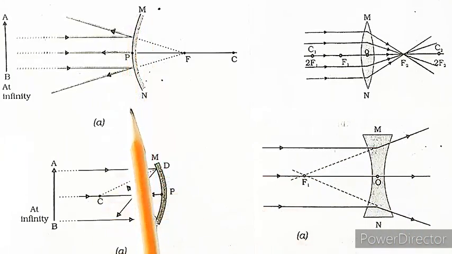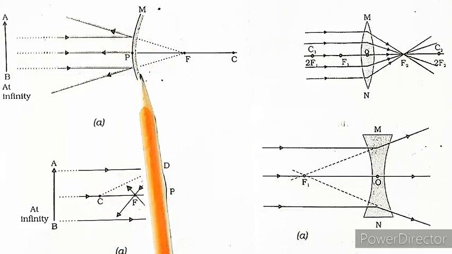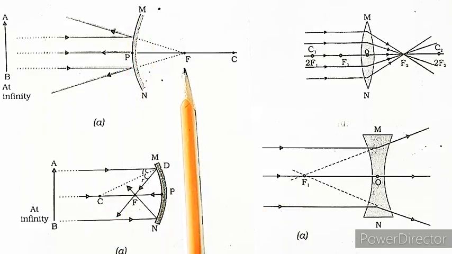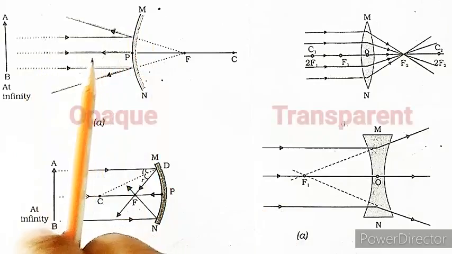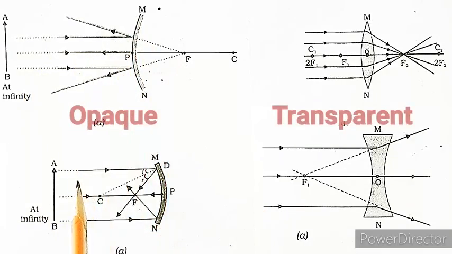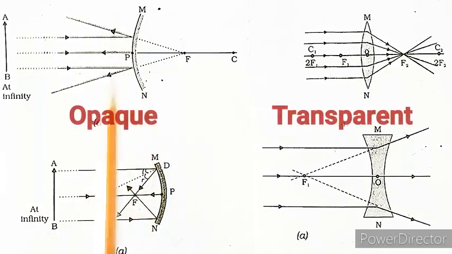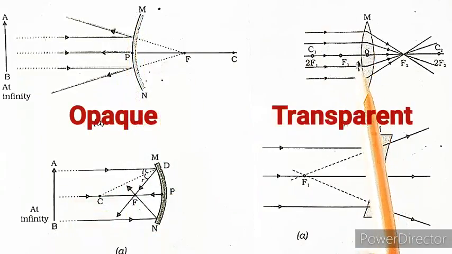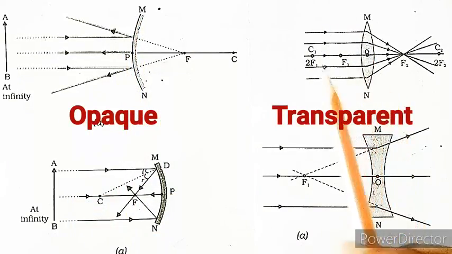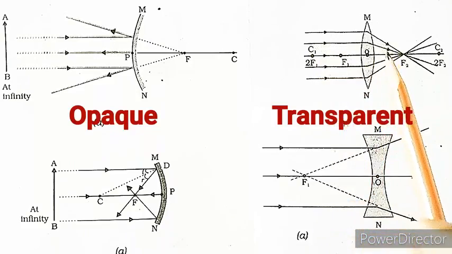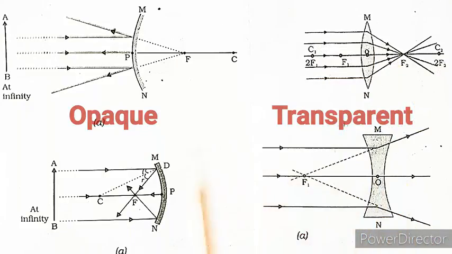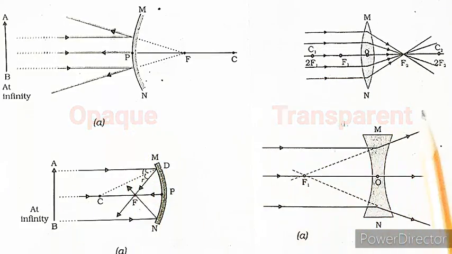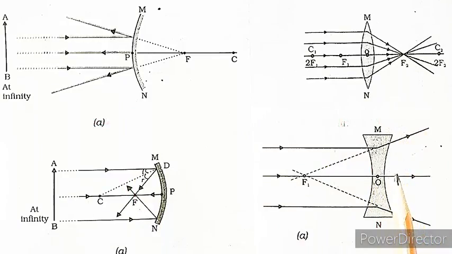Now a mirror is opaque, it's not transparent. The rays of light cannot pass through this. The rays of light will be reflected. They cannot pass through this because it is opaque. Whereas lenses are transparent. The rays of light can surely pass through them and reach the other side. Okay, that's the first difference. The mirrors are opaque, whereas the lenses are transparent.